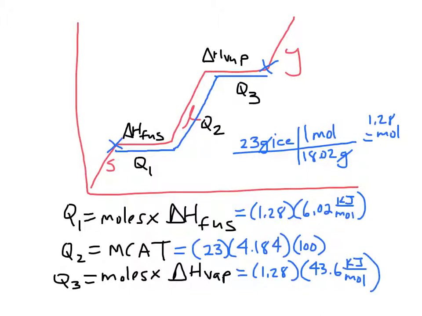Once we know the answers to all of these, then we're just going to be able to add up Q1, Q2, and Q3. But we're going to have to make sure they're all in the same units first. But that should give us the amount of heat that's required to vaporize 23 grams of ice, just like the problem is giving us.